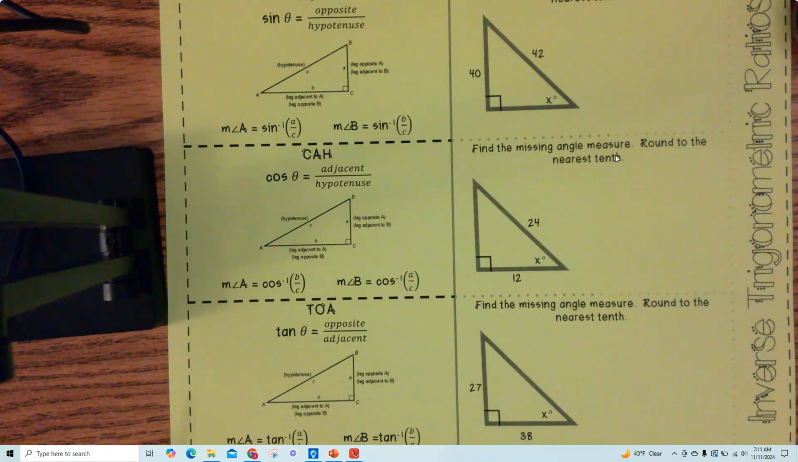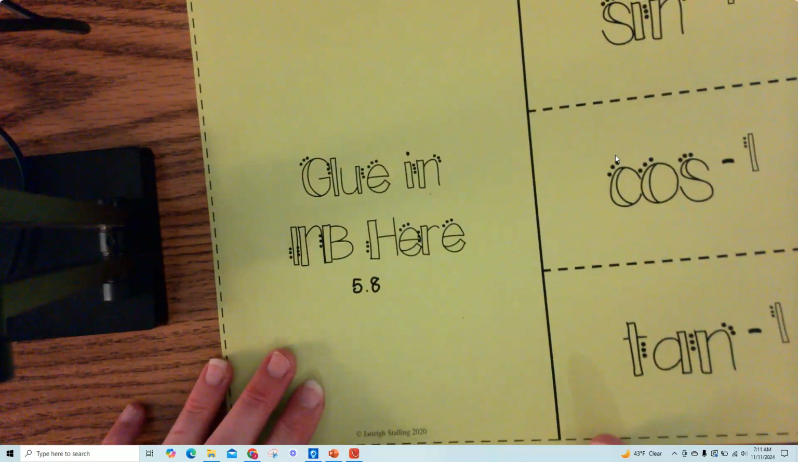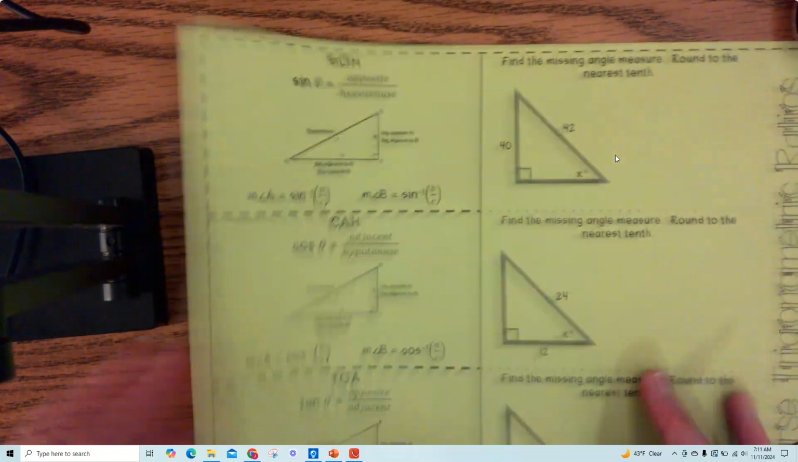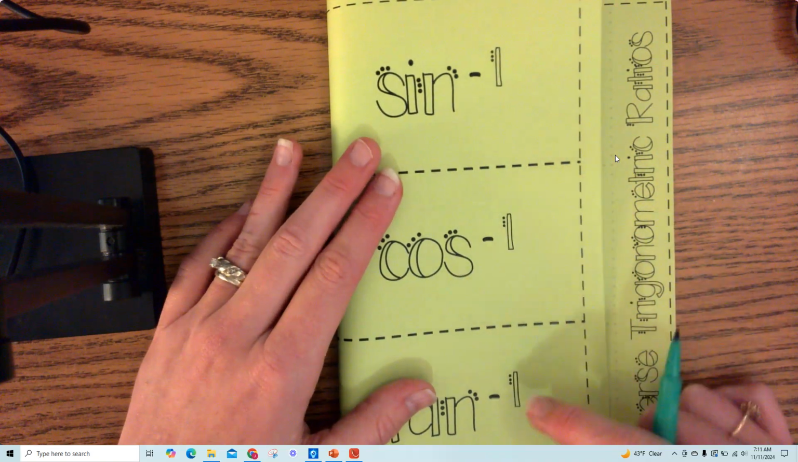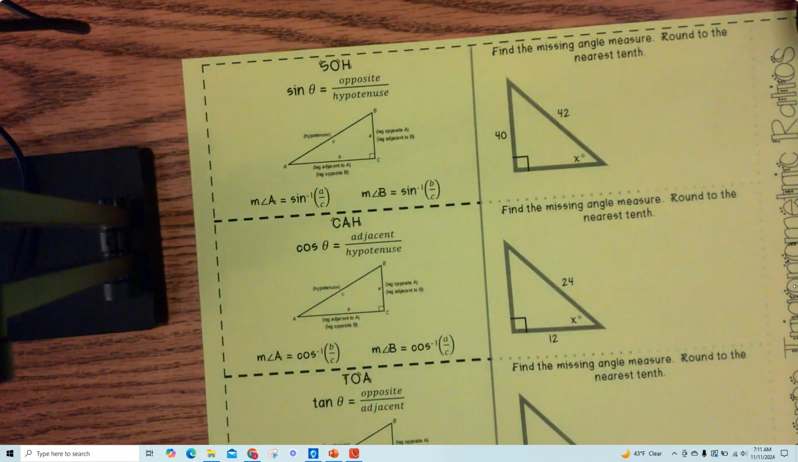This video is for the inverse trigonometric ratios notes. This is going to be lesson 5.8. So we're going to go through the inverse of sine, the inverse of cosine, and the inverse of tangent. So we're going to start with sine.